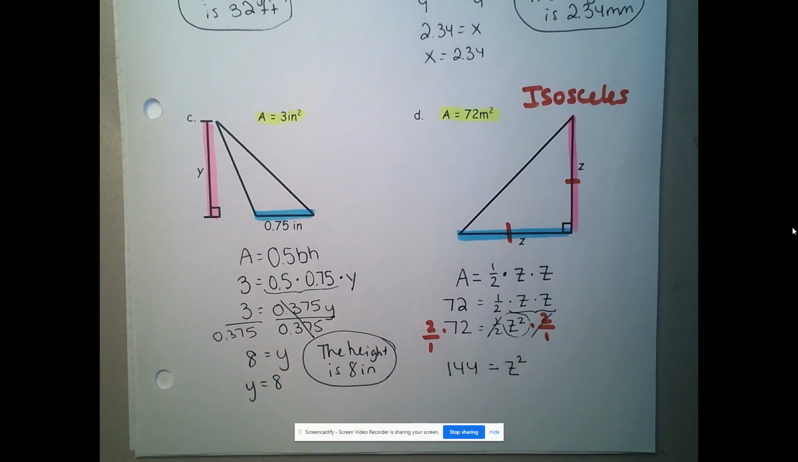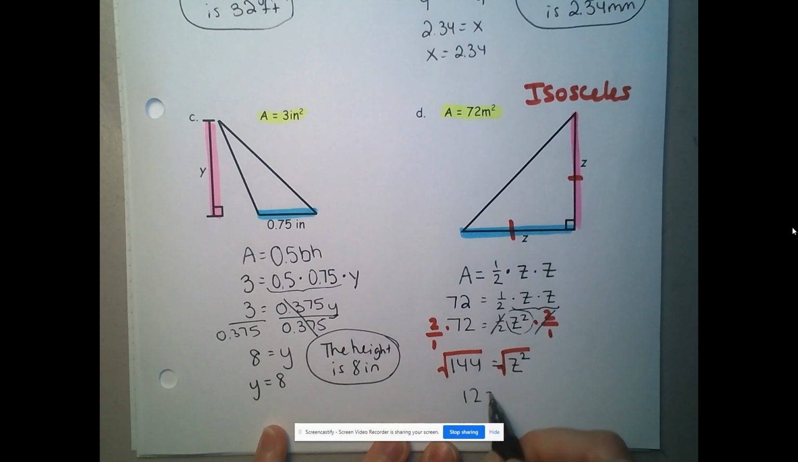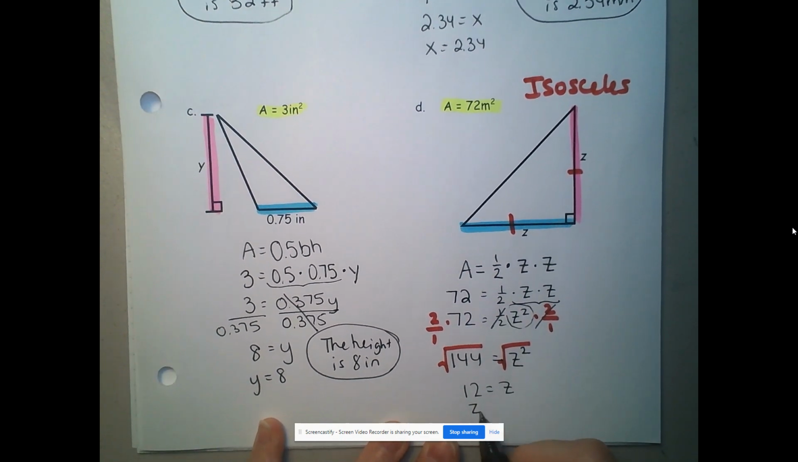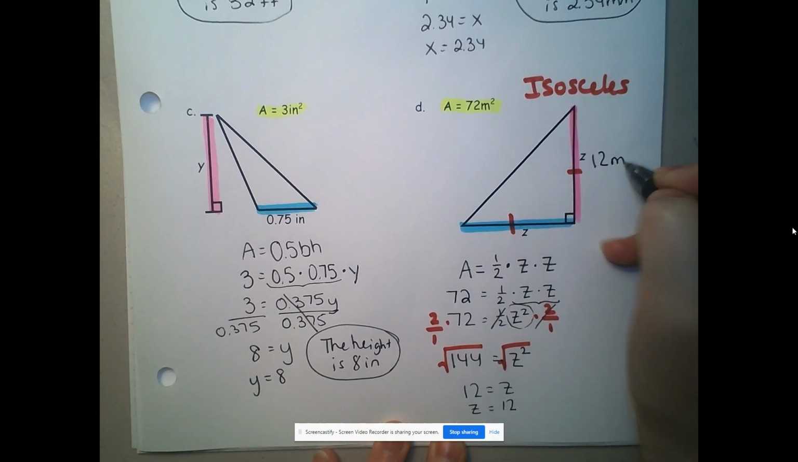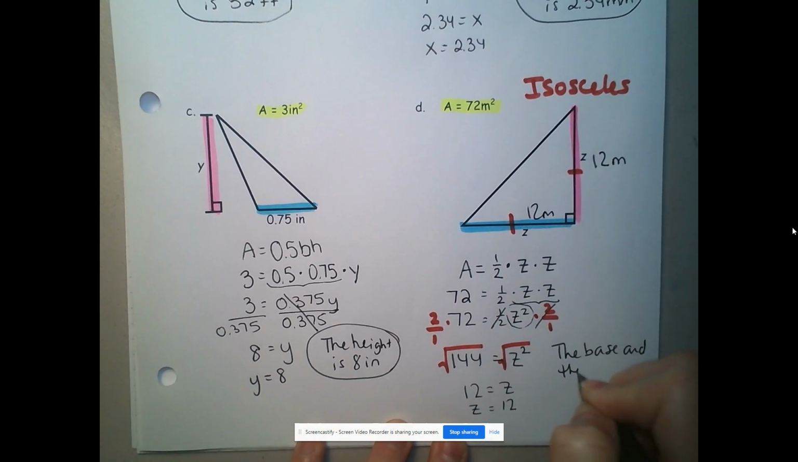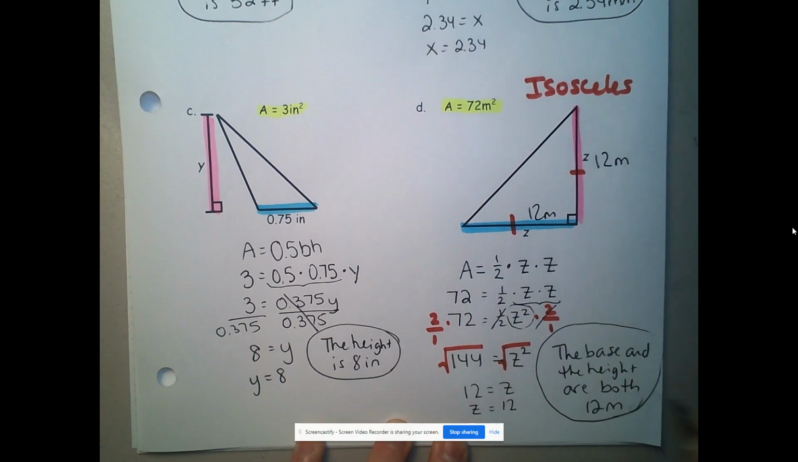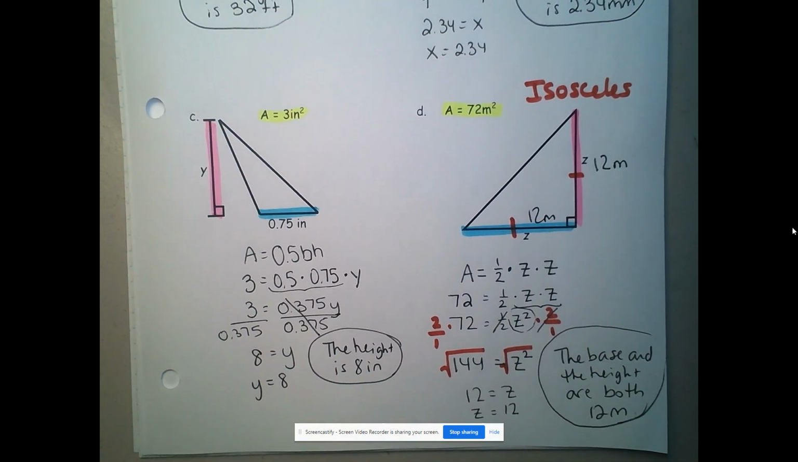And we learned when we were working on squares that the inverse of squaring is square rooting. So I'm going to square root both sides, and I'm going to get that 12 equals Z, or you can say Z equals 12, either way. And that 12 would be 12 meters. It would be both your height and your base. So the base and the height are both 12 meters. And that isosceles triangle question comes up quite often.